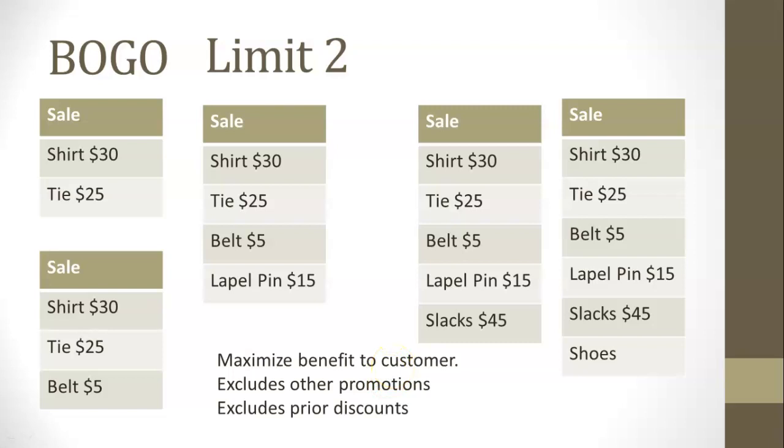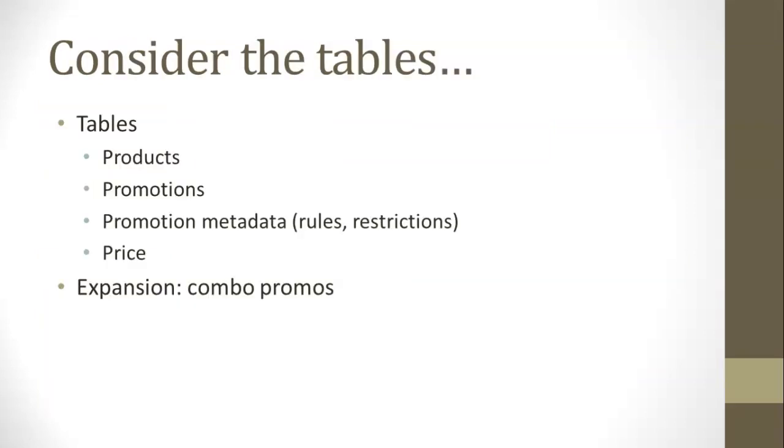And you see, as we get to these other rules and these other combinations of rules, we start to get to more and more tables. Products, promotions, promotion metadata, and price. So that's logic that we don't want to put at the DAO layer because it needs to know about multiple tables. But it's also logic that we do not want to put at the controller layer.